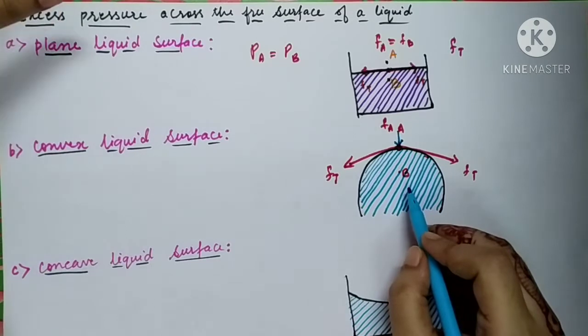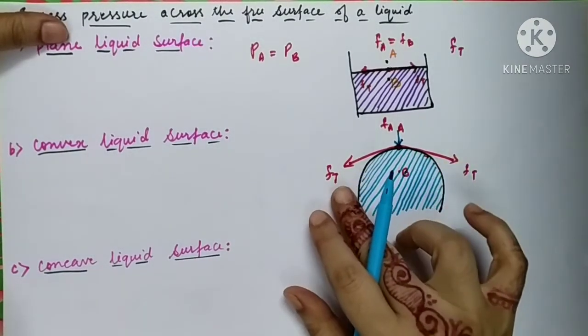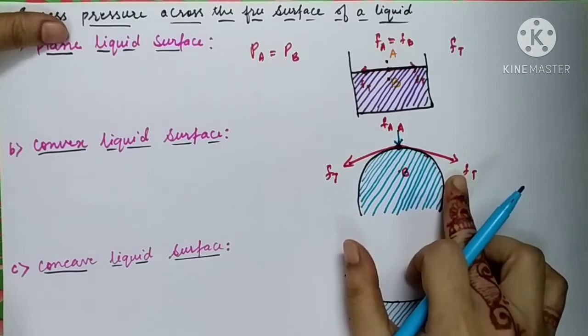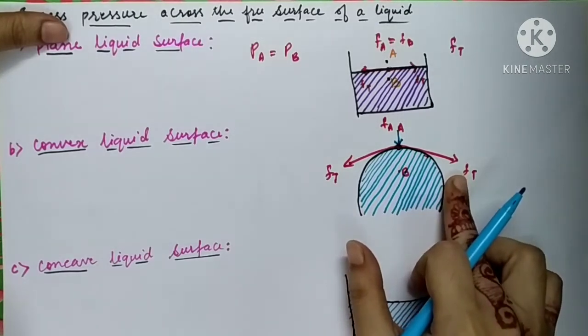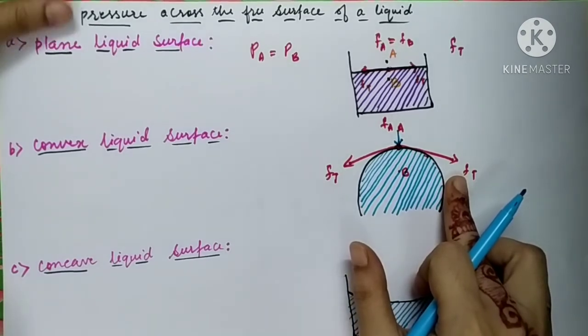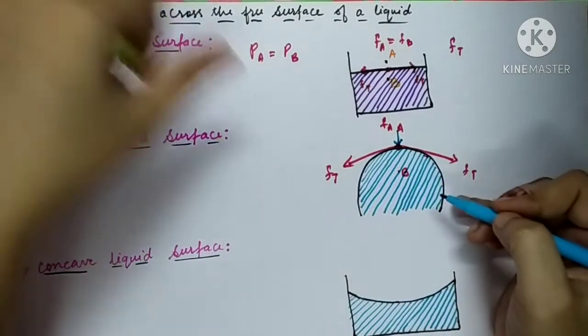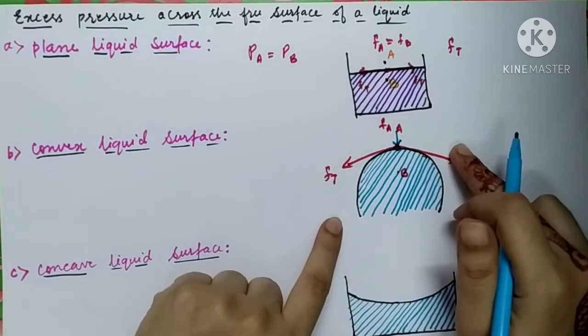Point B lies completely within the liquid. There are two forces due to surface tension, and these two forces, though they are opposite to each other, are not nullifying each other. They are not cancelling each other. Why are they not cancelling? Because they are not acting along the same straight line.